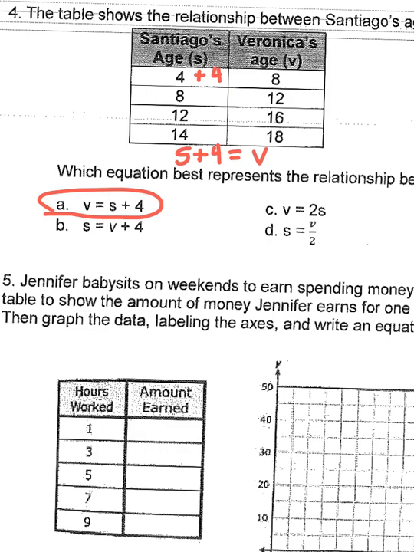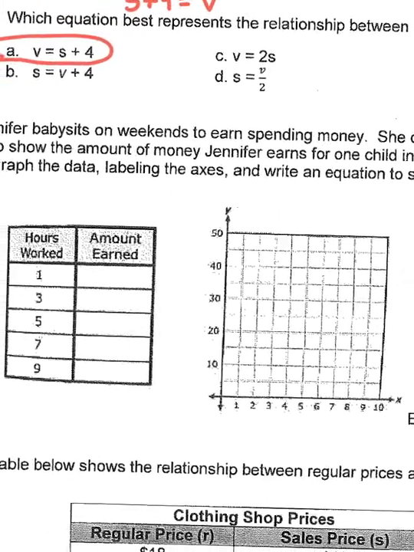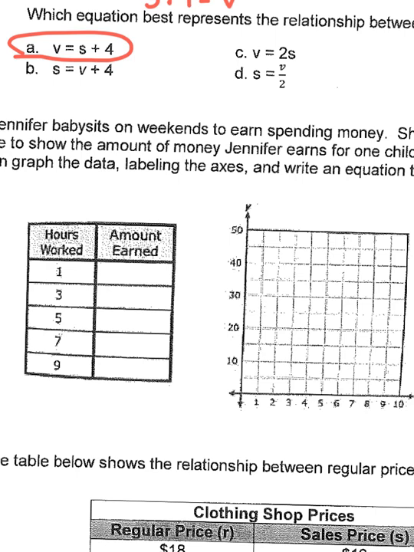All right, we've got babysitting. And the general idea here is she's going to make $8 for each child. It says create a table to show the amount of money that she's going to make for babysitting 1 child. So this is a $5 an hour situation. So this is 1 hour, $5. 3 hours, 15. 5 hours, jump to 25. We keep multiplying by 5s, and there's our table.